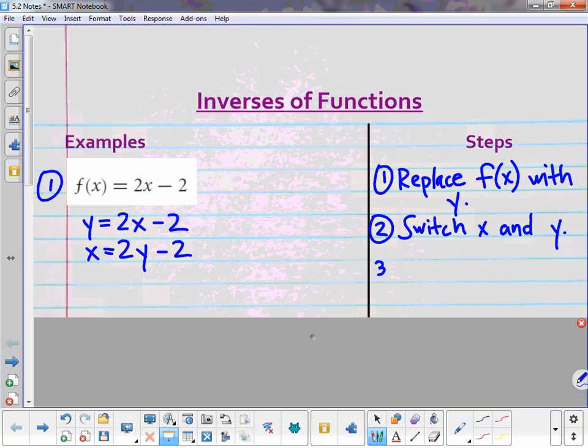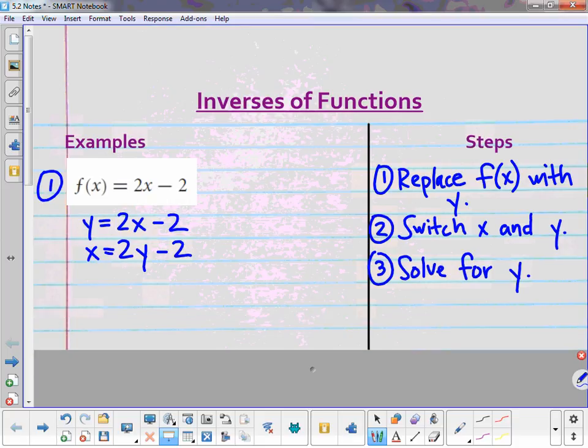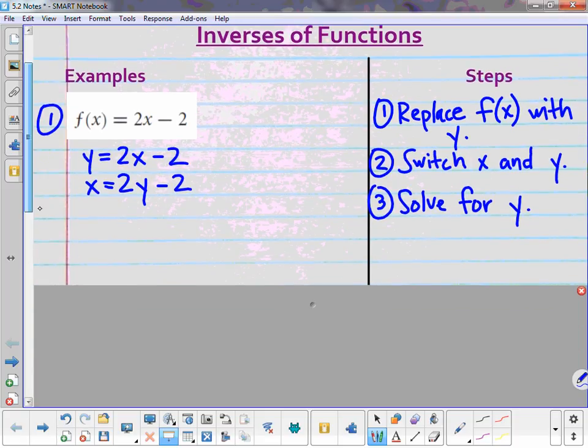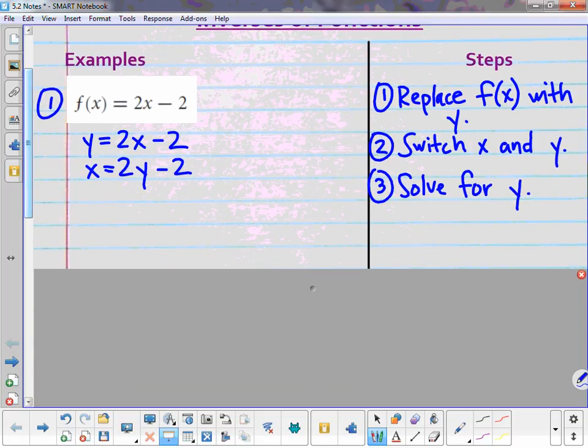The third step will be to solve for y, which is why we have been practicing solving equations so that this step will be a little bit easier. So for solving for y, it means we want to get y by itself. So how could we get this y all alone? Well, first we want to get rid of this subtracting 2. So let's add 2 to each side. And that will zero out over here.